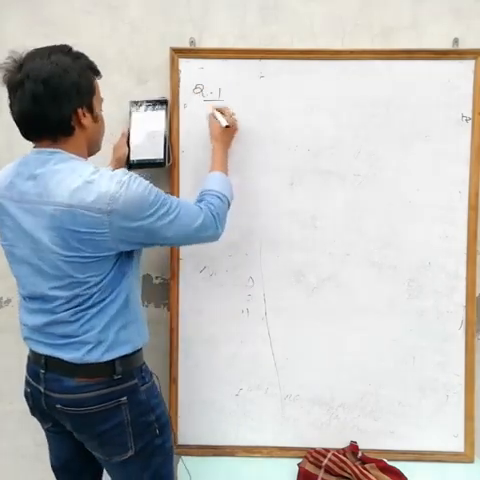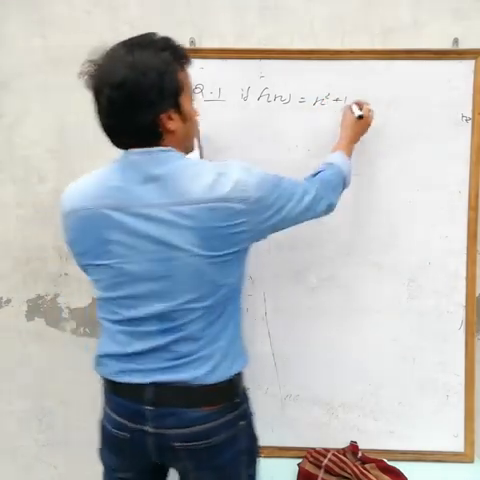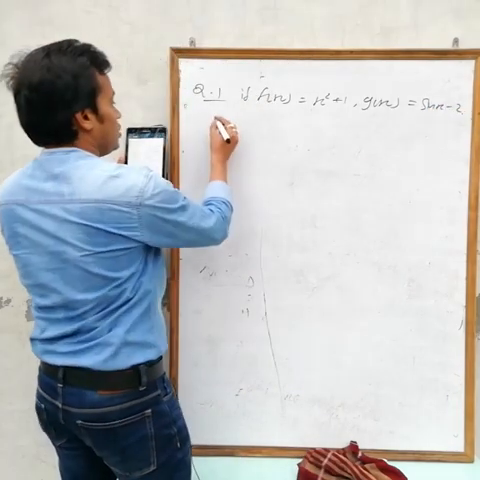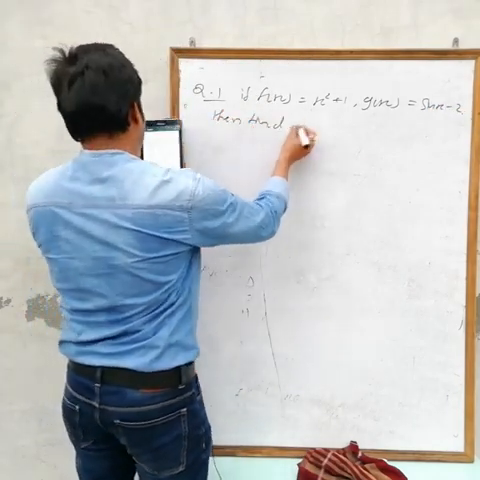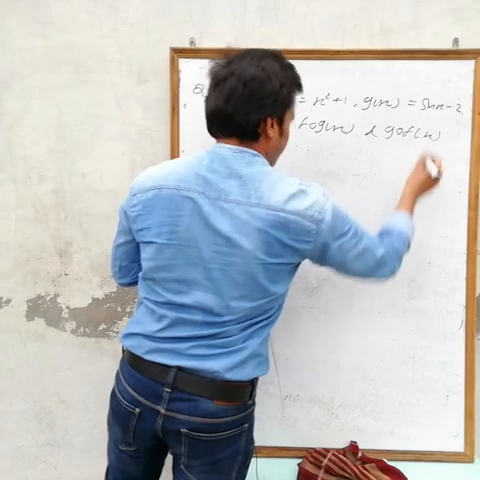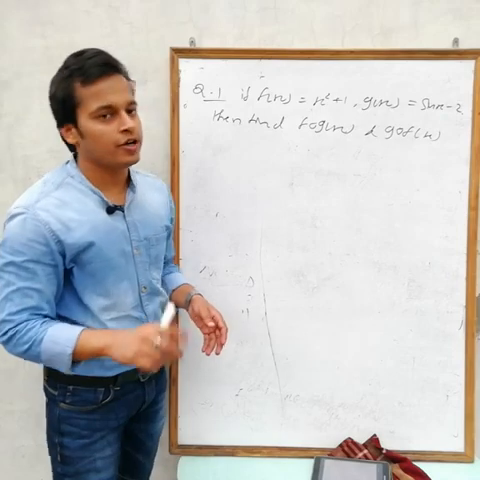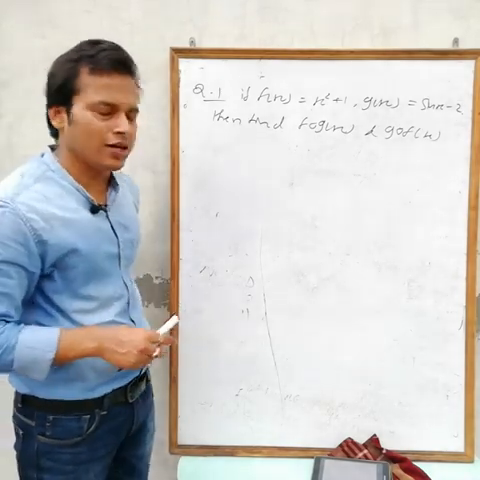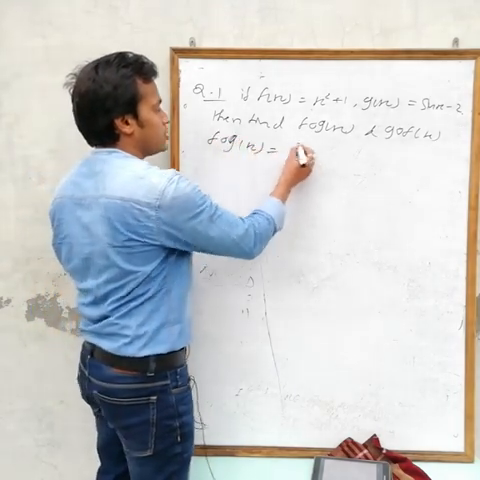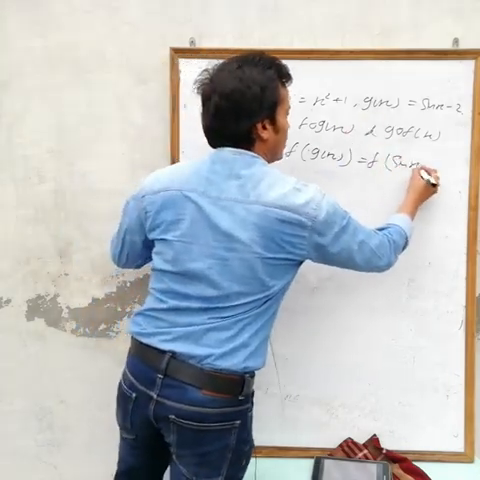So first question: if f(x) is equal to x square plus 1 and g(x) is equal to sin x minus 2, then find f of g(x) and g of f(x). Now, just find, it means there is no need to check whether f of g(x) and g of f(x) are defined or not, actually they are defined. So no problem. First, if you want f of g(x), just put the value of g(x), which is sin x minus 2.